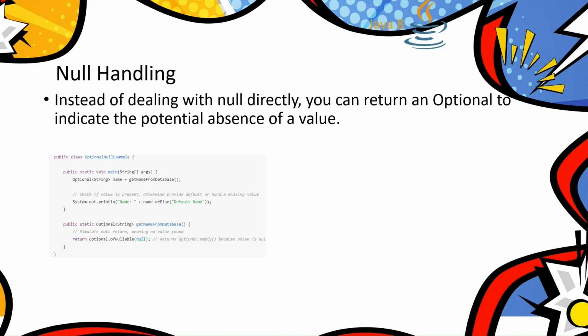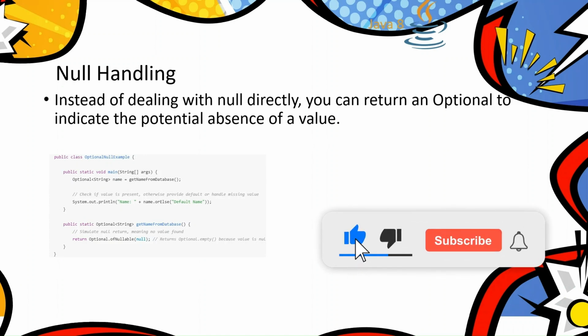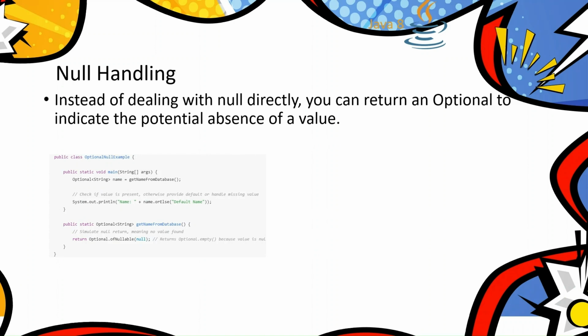For example, here the getNameFromDatabase method might return Optional.empty if no value is present, preventing a NullPointerException. Exception handling and the Optional class are essential tools for robust Java programming. By understanding these concepts, you can write better code that is both readable and resilient. The practical session will demonstrate exception handling and the use of Optional.